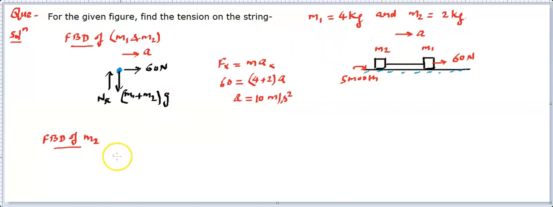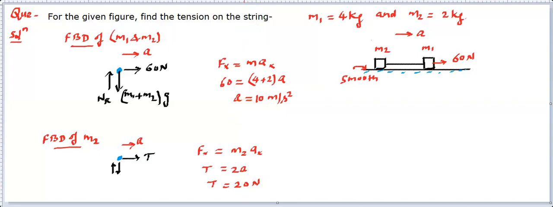Now, if you consider this M2 as your FBD, you'll find M2 will be subjected to a force called tension. And there will be its own gravitational force and normal reaction, but they are going to be vertical. Since we are working on the horizontal equation, you'll find this M2 will also be accelerating with the same acceleration. So the equation in the x direction is Fx equal to mass of this M2 into Ax. Now Fx is T, and mass of this M2 is 2. Ax is A, which we have already calculated, right? So T came out to be 2 into 10, that is 20 Newton. So we can solve in this manner as well.